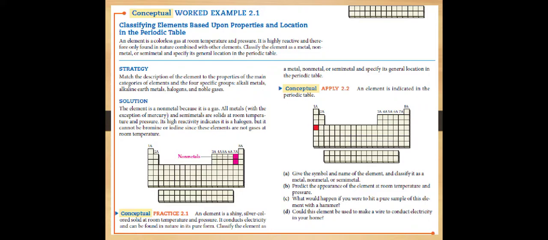So the element is a non-metal, because it is a gas, and all elements with the exception of mercury and semi-metals are solid at room temperature and pressure. Its high reactivity indicates it is a halogen, but it cannot be bromine or iodine since these elements are not gases at room temperature. The point to be noted is that we are provided the information that the element is a gas.